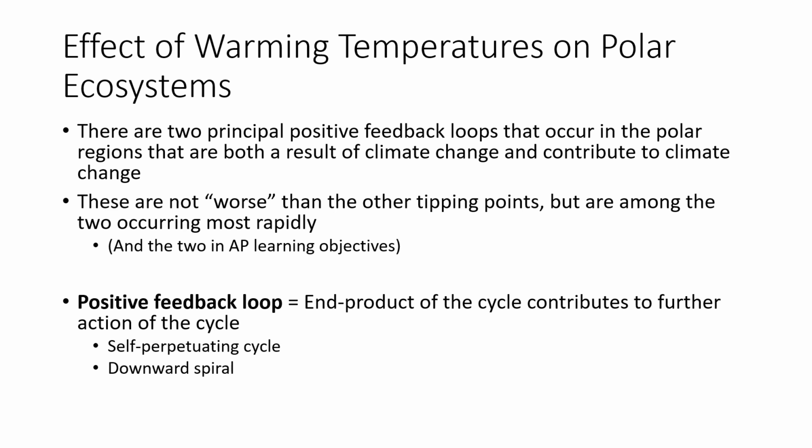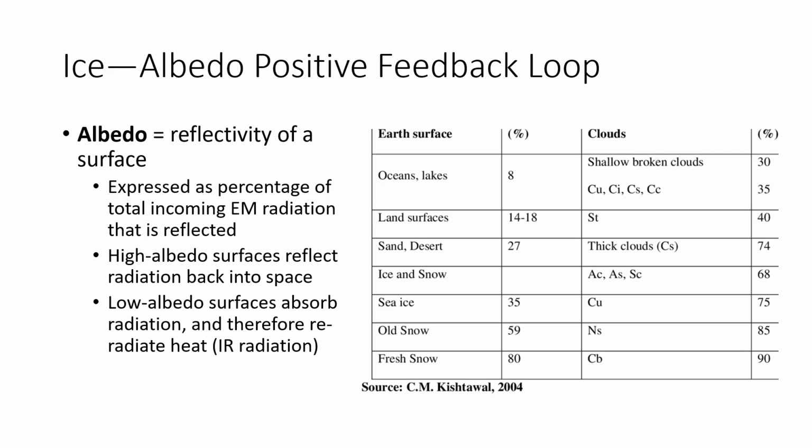All right, and these two that we're going to talk about aren't any worse than other tipping points, but they're occurring very rapidly. We can watch them occurring in many cases, and they're the two on the AP learning objectives, which is why we're going to talk about these two. The first one is what I'm going to call the ice albedo positive feedback loop.